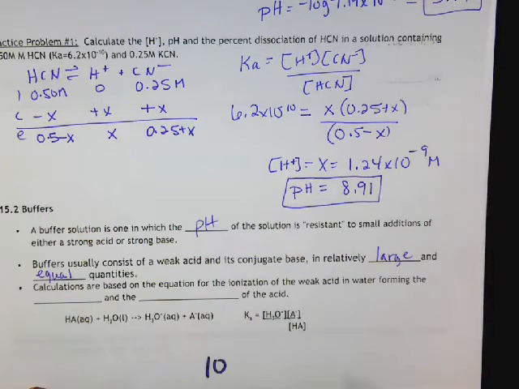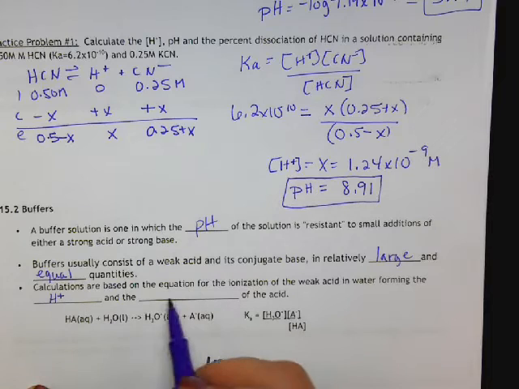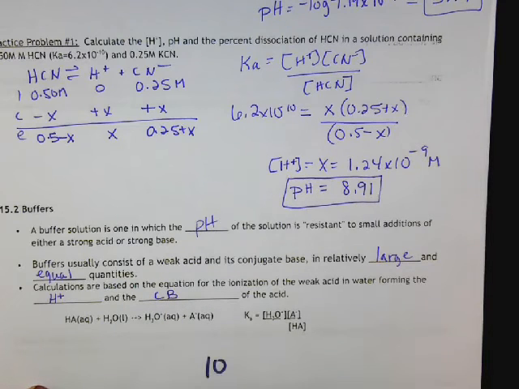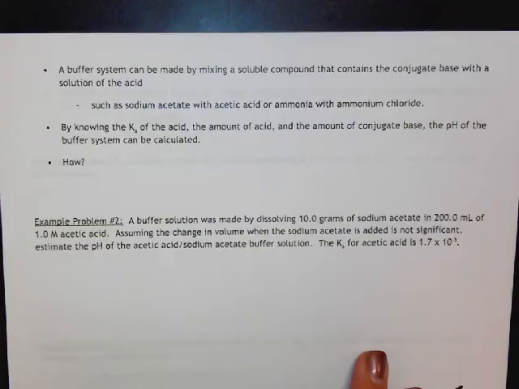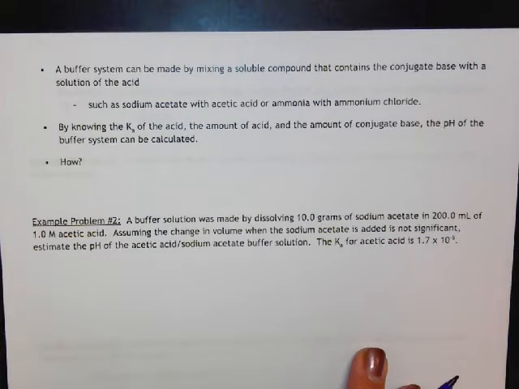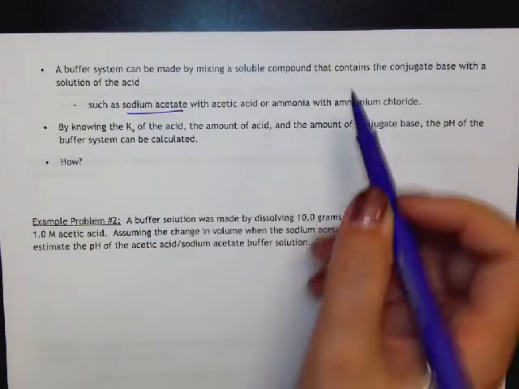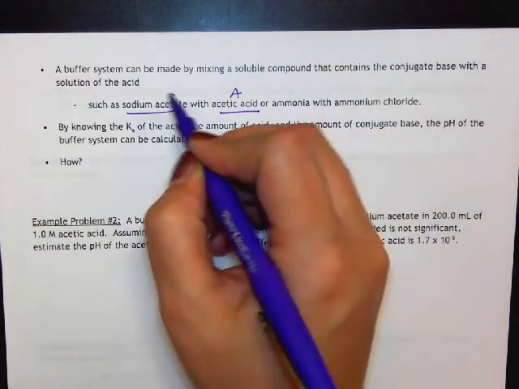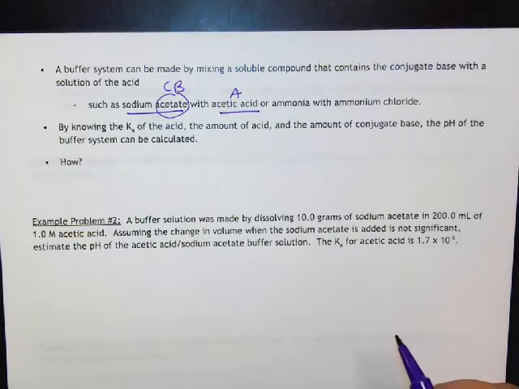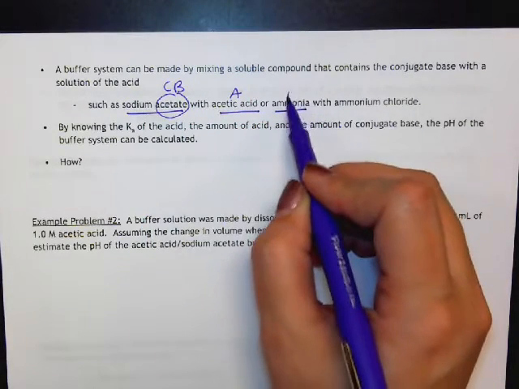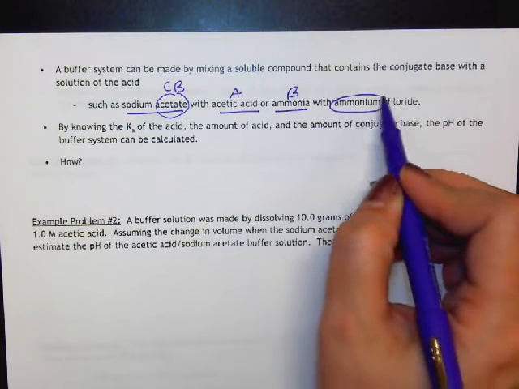Calculations are based on the equation for ionization of the weak acid in water, forming, of course, the hydrogen or hydronium ion and the conjugate base of our acid. We're familiar with this equation. The buffer system can be made by mixing a soluble compound that contains the conjugate base and a solution of the acid, such as sodium acetate and acetic acid, where this, of course, is your acid and the acetate ion is your conjugate base. Or you can use a base like ammonia and its conjugate acid, which is the ammonium ion.